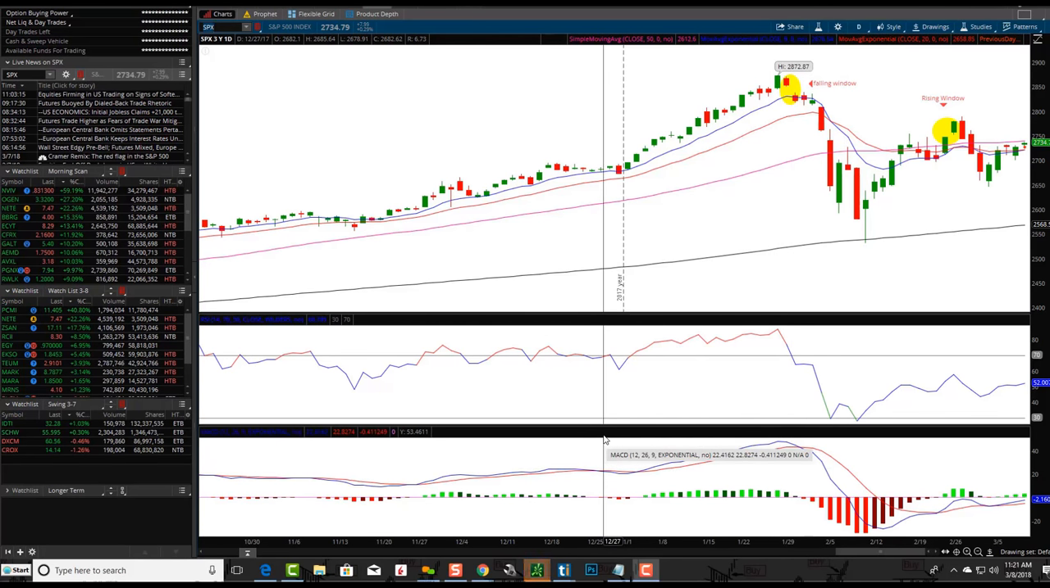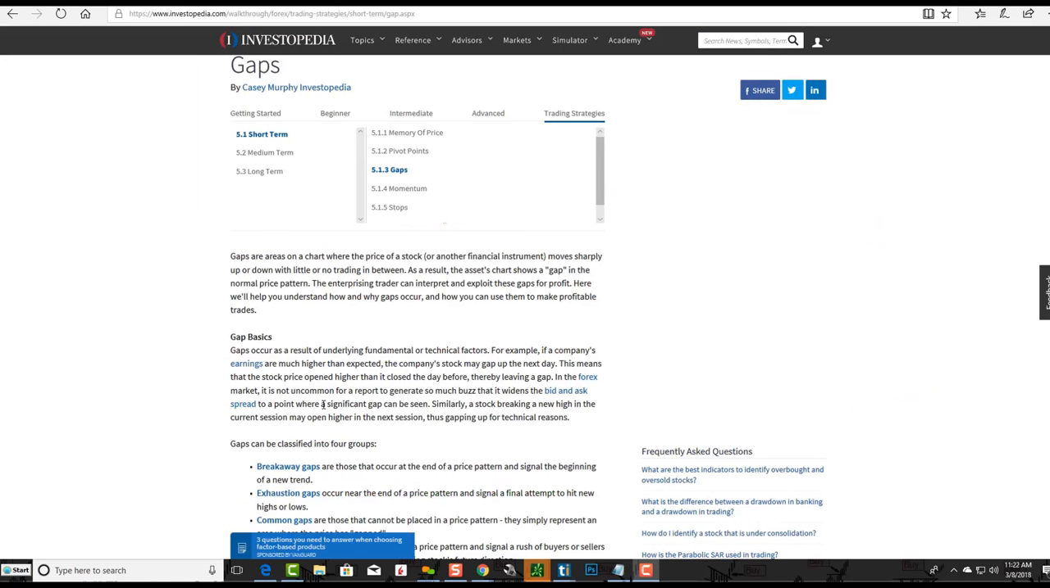Wanted to make this video on the falling window pattern, otherwise known as a gap down. So gaps are also known as windows. I'm going to read you the definition, then show you some real world patterns like we like to do, because everything is most important in the real world and what it looks like on real charts.